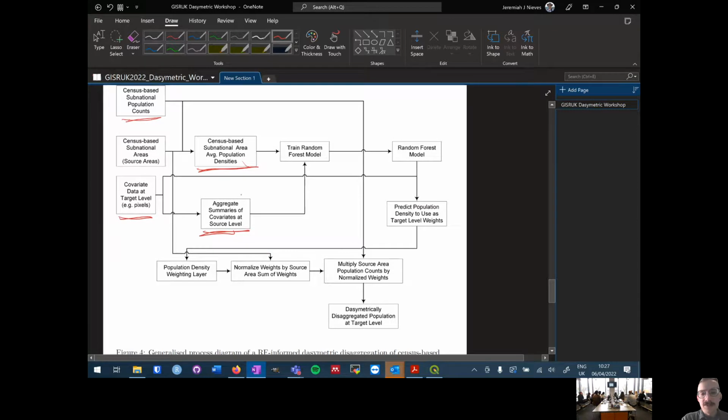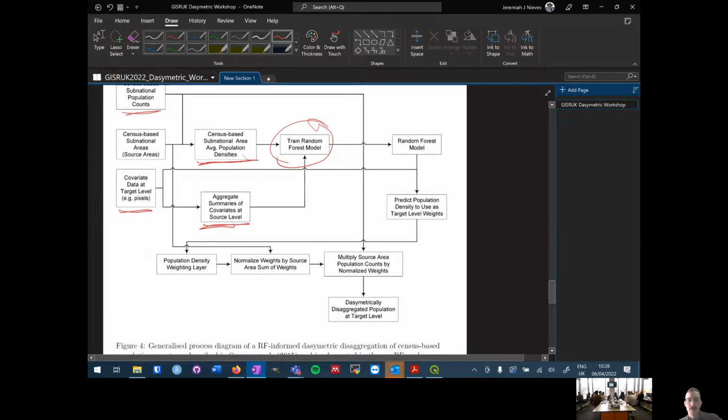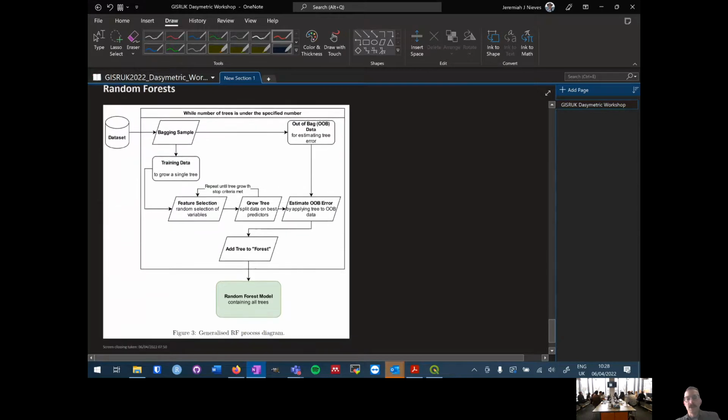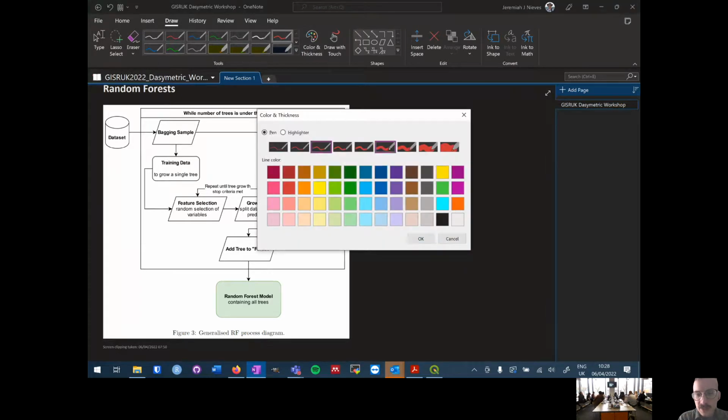Once you have your covariates and your population densities at the subnational or source area level, you can train a random forest. So what's a random forest? We'll come back to this process in a second. A random forest can generally be described by this process diagram, but we're going to break it down a bit more. So going back outside of this, ignore this figure on the left, and we're going to do some sketching. Let me increase the thickness of this line here.